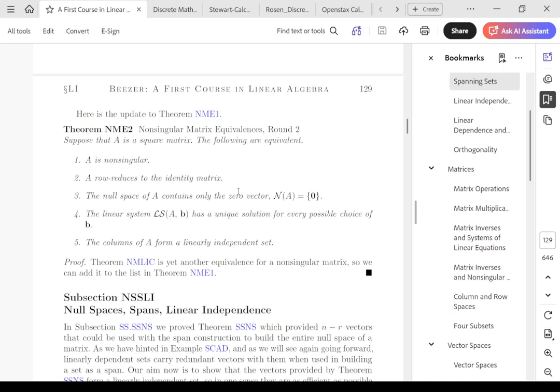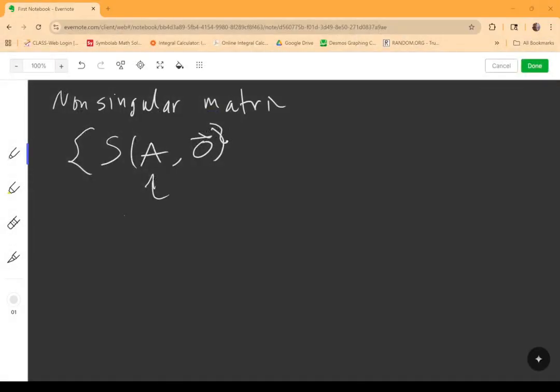Okay, so we have talked about non-singular matrices. Now let's go back to another result. It has to do with null spaces. Again, the null space of a matrix.